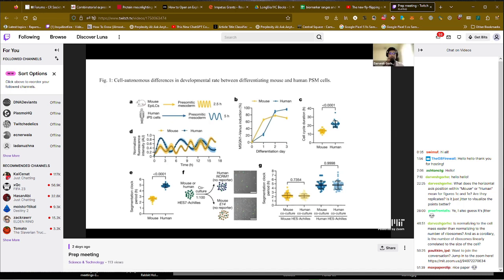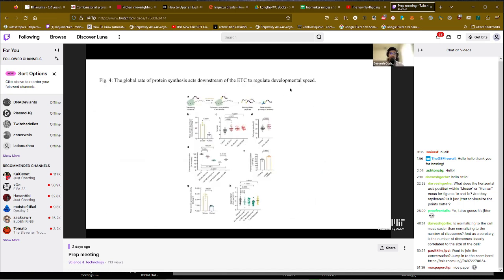Gotcha. And then for figure 4, is it just difficult to normalize to the number of ribosomes, and is the number of ribosomes correlated with the size of the cell? Both seem to make sense, but I was wondering if normalizing to the mass of the cell is more upstream than normalizing to the number of ribosomes. I think it's more difficult to normalize to the number of ribosomes. Okay. I'm not sure how you would count the ribosomes.